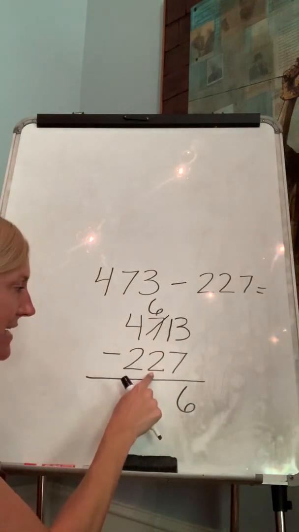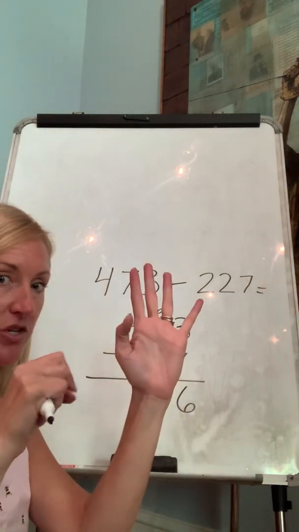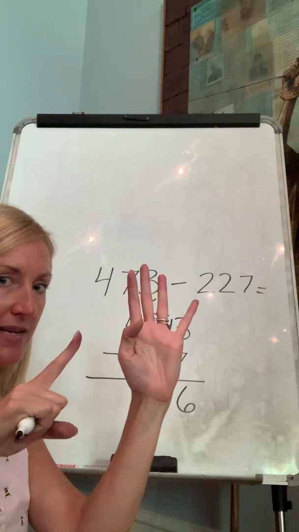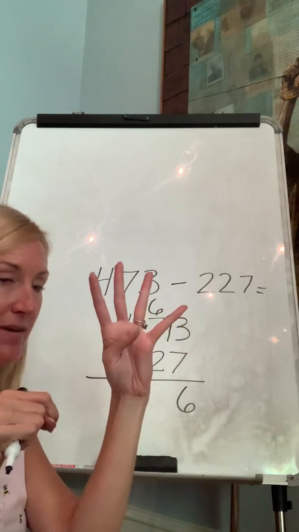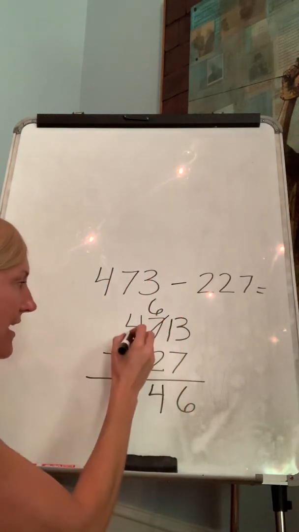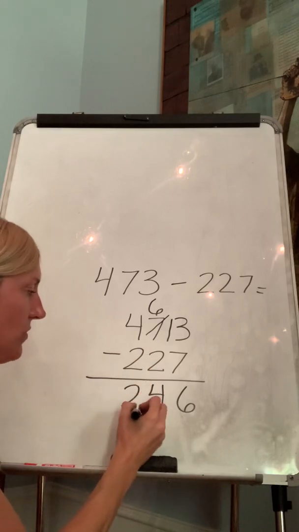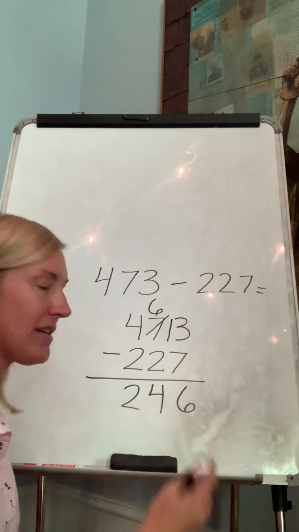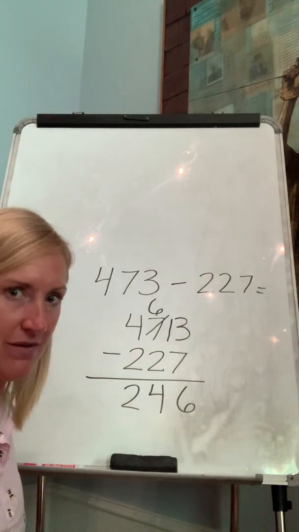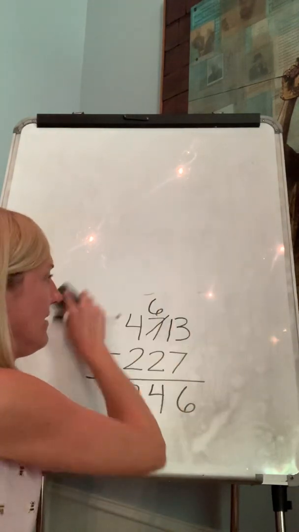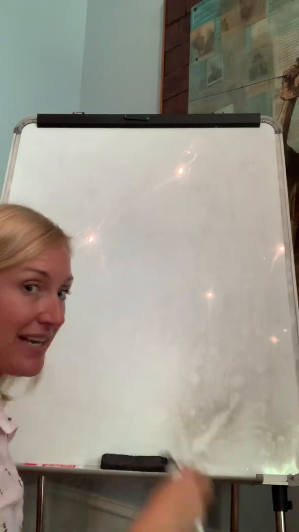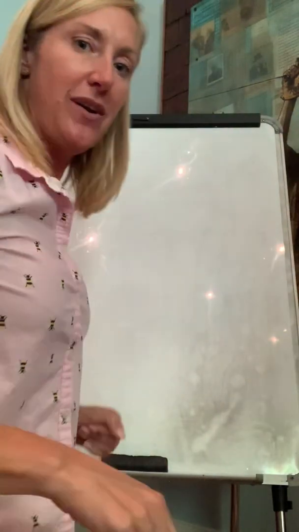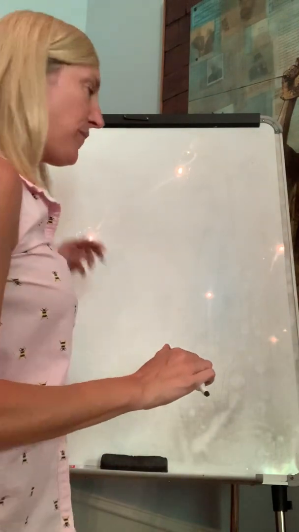6 minus 2, 6. Take 2 of them away. So I had 6. Took 2 of them away. How many are left? 4. Now 4 minus 2 is 2. So at the end of the day, the donut shop will have 246 donuts left. Okay. I'm going to give you some word problems right now that I want you to solve, and you have to figure out how to solve them.